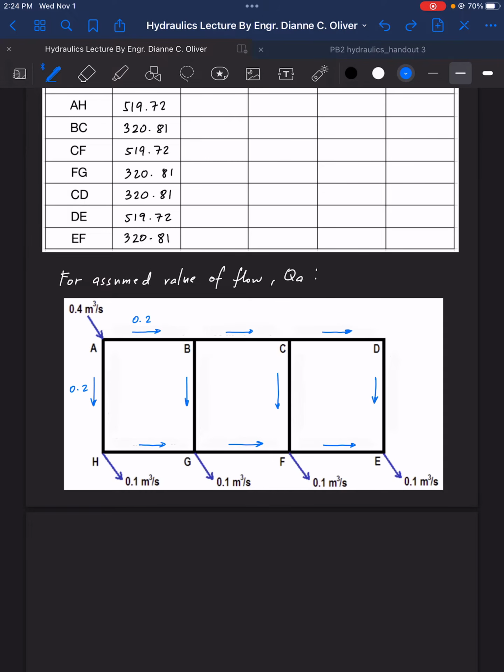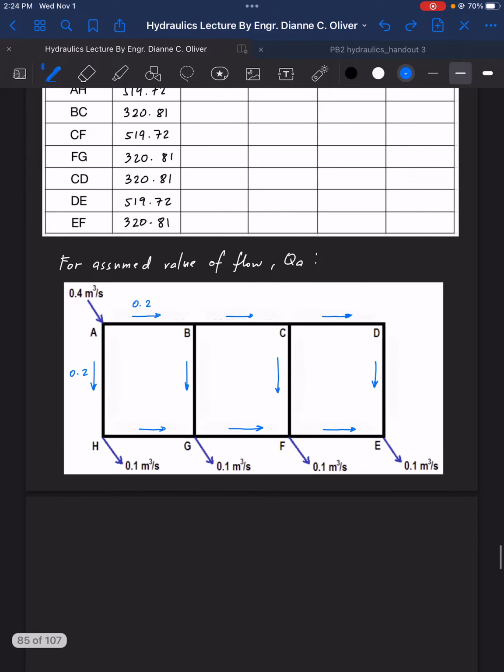So if this is 0.2 input, and then it will split into 2, 0.1 and this one here. Since this is already 0.1, we can put here 0.1, so that it is equal. So the inflow is 0.2, and then the outflow in separate directions is 0.1 and 0.1. So 0.1 plus 0.1 is equal to 0.2. Again, this 0.2 here is going to split into 2. So we will assume that this is 0.1 and this is also 0.1.